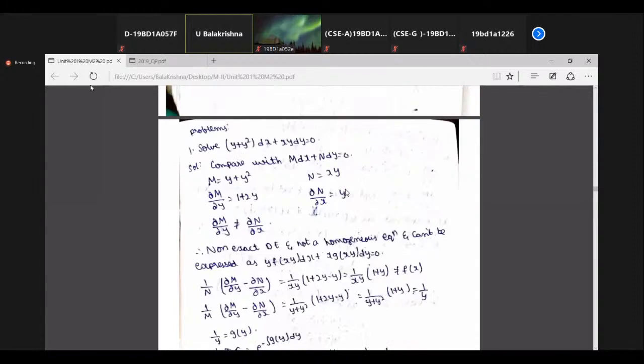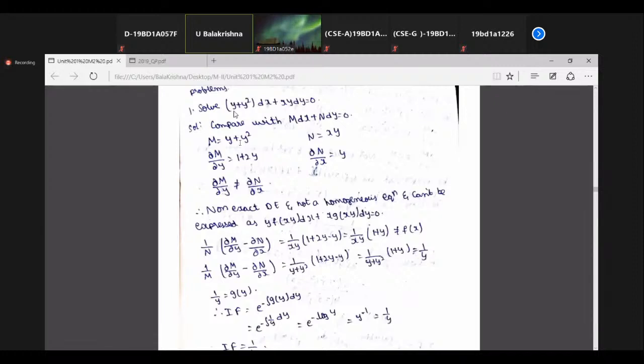Okay, just see one more example. Solve this one: y plus y square dx plus xy dy equal to 0. Once again it is in the form of m dx plus n dy equal to 0, so check for the exactness. M is y plus y square, n is xy. So dou m by dou y is 1 plus 2y, dou n by dou x is y, which are not equal, so it is clearly non-exact.